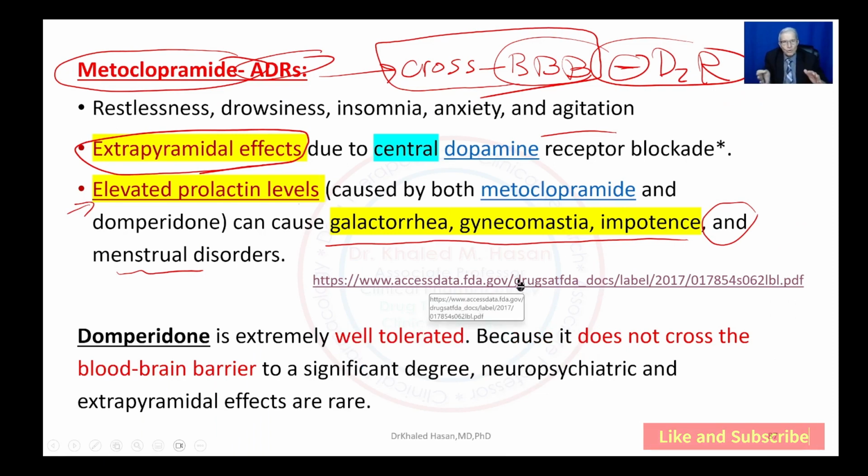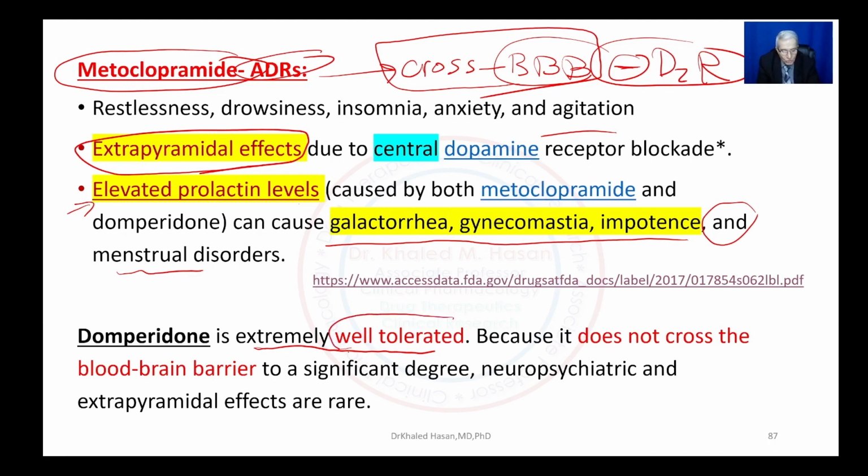So we discussed metoclopramide, side effect, prolactin, extrapyramidal effect. Moving to domperidone. What happened to domperidone? They said domperidone is well tolerated, extremely well tolerated. It's very nice to have this medication, and why is this medication well tolerated? Because this medication is unable to cross the blood-brain barrier. This medication does not cross the blood-brain barrier.